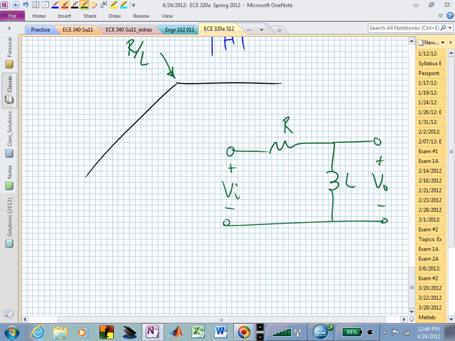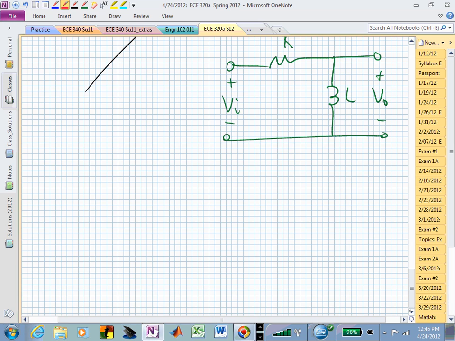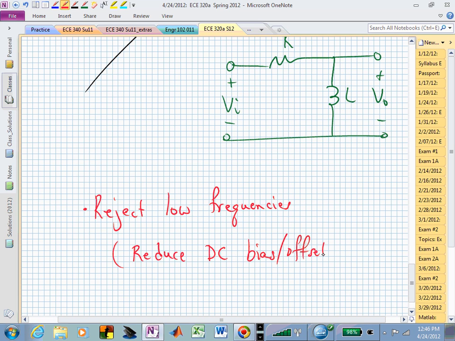In this high-pass filter, we are now rejecting low frequencies, which is why we want to make that design happen. And why would you want to do this? Well, maybe there's a DC offset that you want to throw away, or at least reduce its impact on your circuit. So now you can reduce the DC bias or offset in your signal, for example, by a high-pass filter.